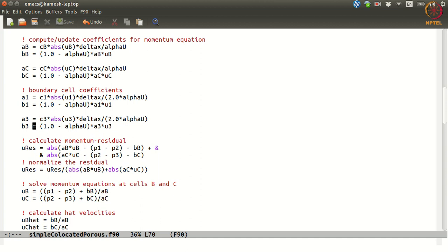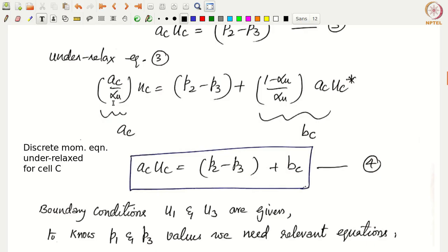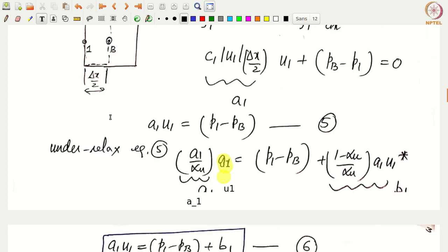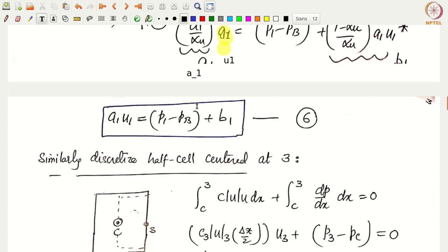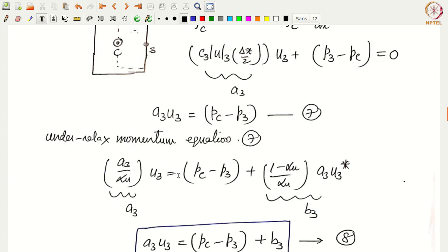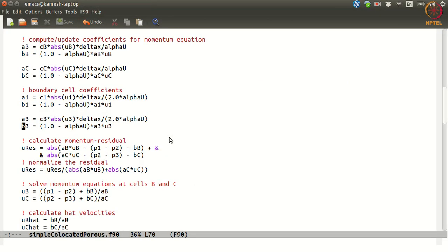And your B3 would be equal to (1 minus alpha U) by alpha U times A3 U3 star. But A3 already got the division, so we don't have to write it again. So these are basically this equation and this equation. Basically these equations are written here. So this basically completes the momentum equations for the cells B and C as well as the boundary cells also.